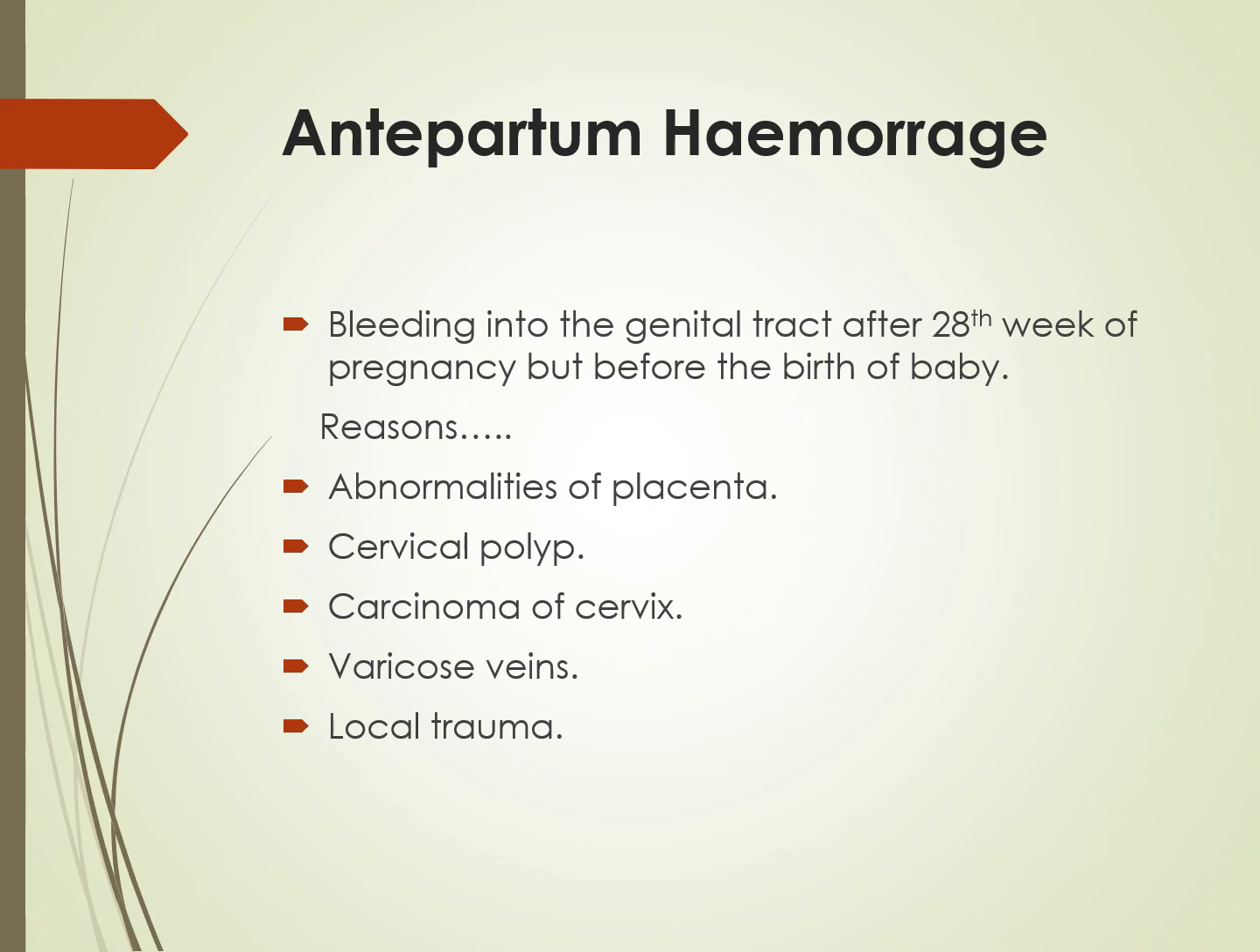Antepartum hemorrhage is another complication which may come up in pregnancy. Bleeding in the genital tract, through the cervix or through the vagina, after the completion of 28 weeks and before the birth of the baby is considered to be antepartum hemorrhage, antepartum bleeding, or bleeding before childbirth. So it is after completion of 28 weeks of pregnancy, but before the birth of the baby.